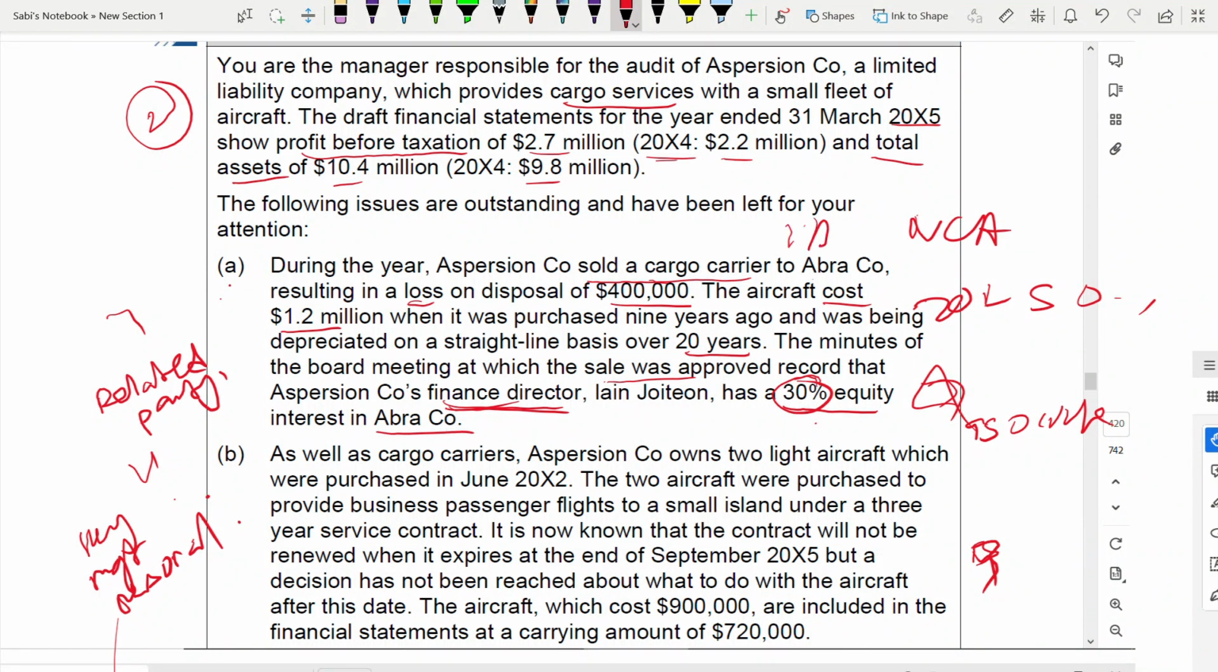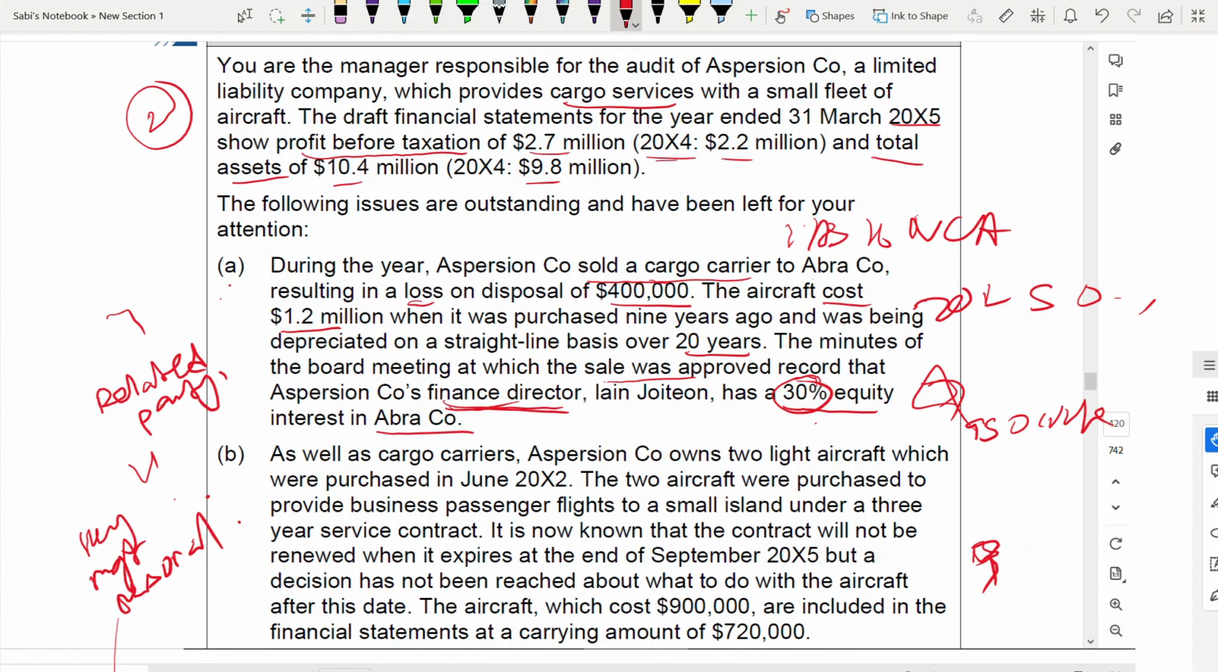IAS 16. This is where your SBI knowledge is very helpful. So you have to understand what IAS 16 talks about: when you are selling it, how you have to record it and all. But before doing all this, remember, you have been given some numbers here: profit before tax and total assets, and you have sold it at a loss.